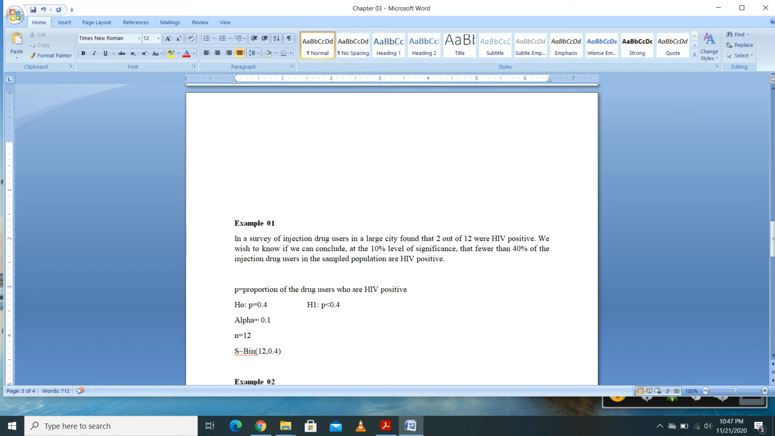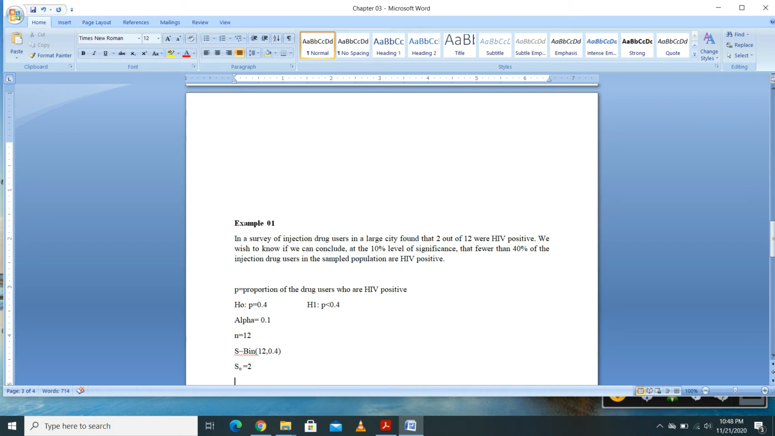Now in this case, the S naught value is the observed value of our test statistic. So what is the S naught value here? When you take the sample out of 12, we have 2 HIV positive ones. So we have only 2 successes. So the observed value of the sample is equal to 2. So this is a one-sided test.